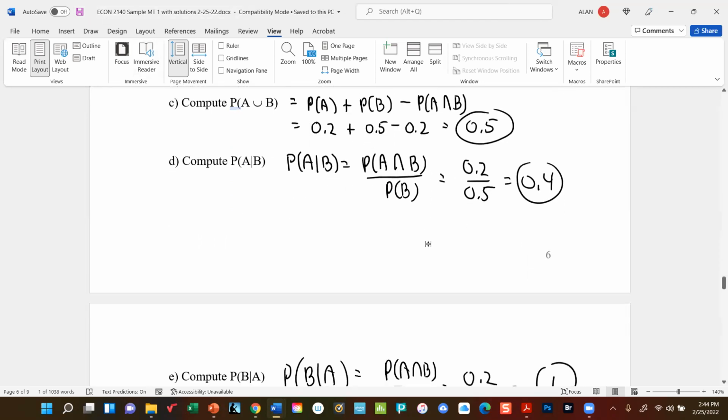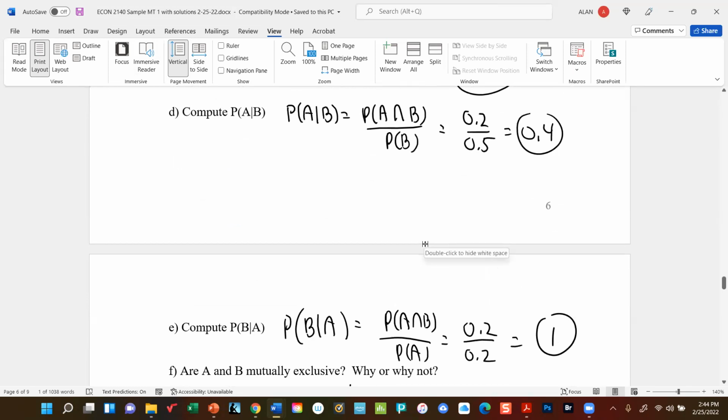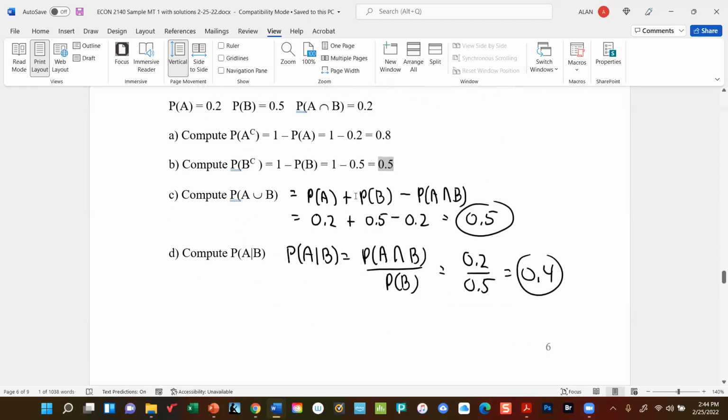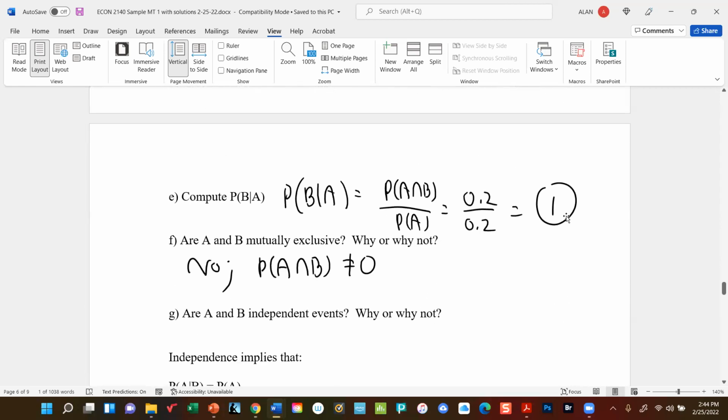All right, now what about probability of B given A? Well, as you know, the numerator is the same. It's simply the probability of A intersect B. In the denominator, though, it's now the probability of A, and it just so happens that both of these are 0.2. It just sort of worked out that way, and so we end up with a probability of 1. All right. And then they want to know if A and B are mutually exclusive, and again, we can see that the answer is clearly no, because the probability of A intersect B is 0.2, which is clearly not 0.